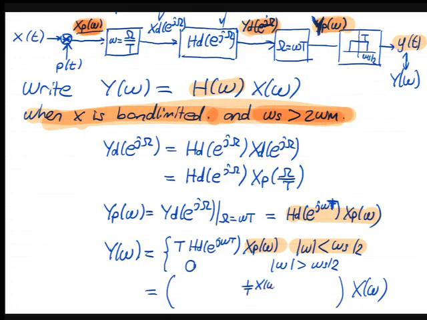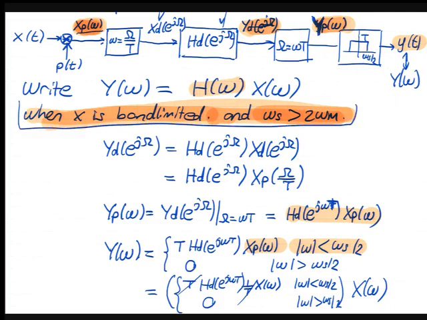x of omega when omega is less than omega s over 2, and T times Hd of e to the j omega T, and 0 when omega is bigger than omega s over 2, right? Nicely, the T's cancel out. So what we found is that, in fact, we can write Y of omega as something times X of omega under these conditions that are related to the sampling theorem.